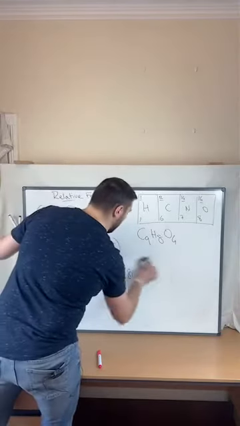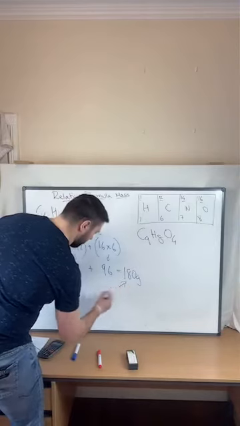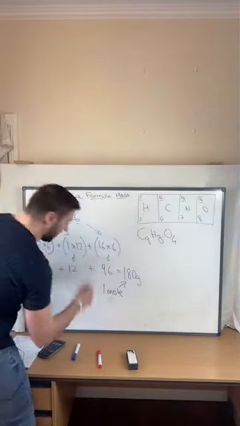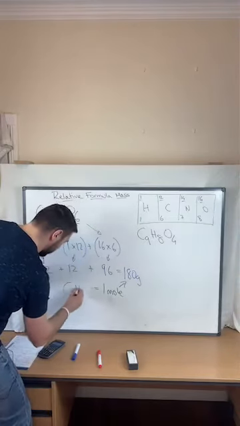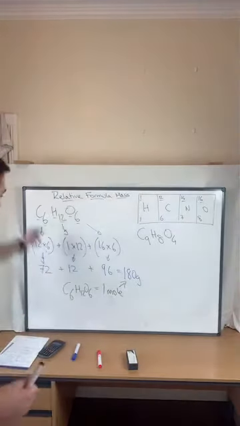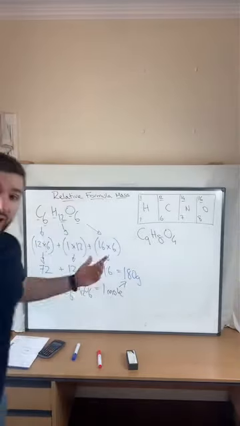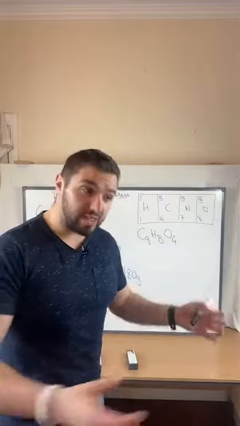So 1 mole of glucose is going to weigh 180 grams. So 1 mole is the equivalent of C6H12O6. All we're doing is taking the amount of each of those atoms and multiplying them to add them all together. It's just taking the mass of all the individual pieces and putting them together.